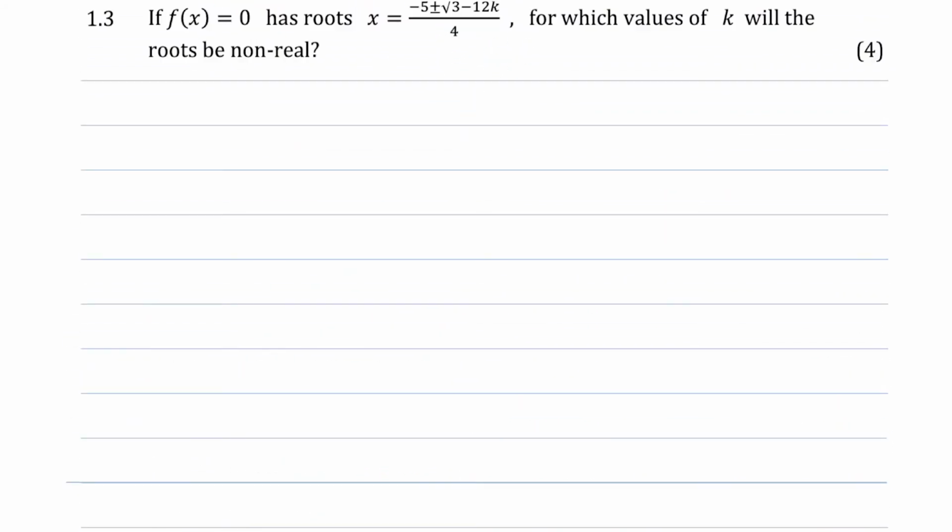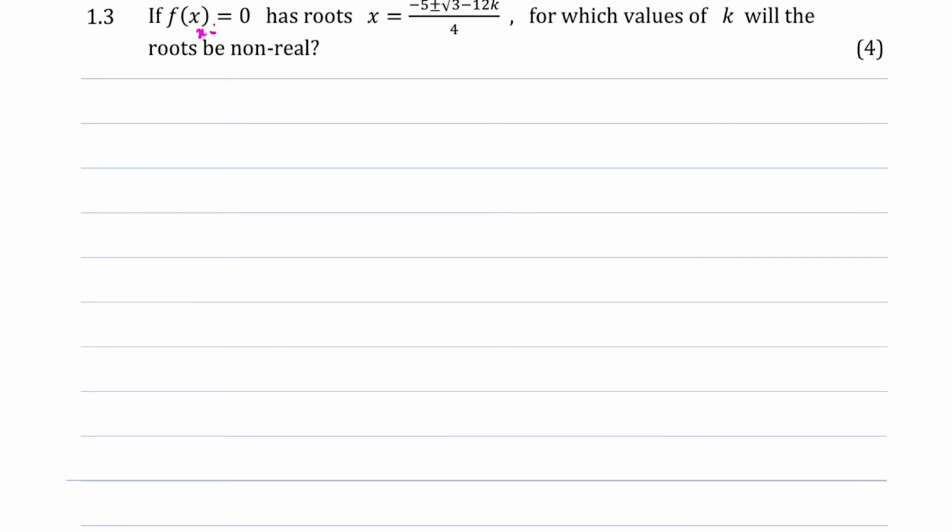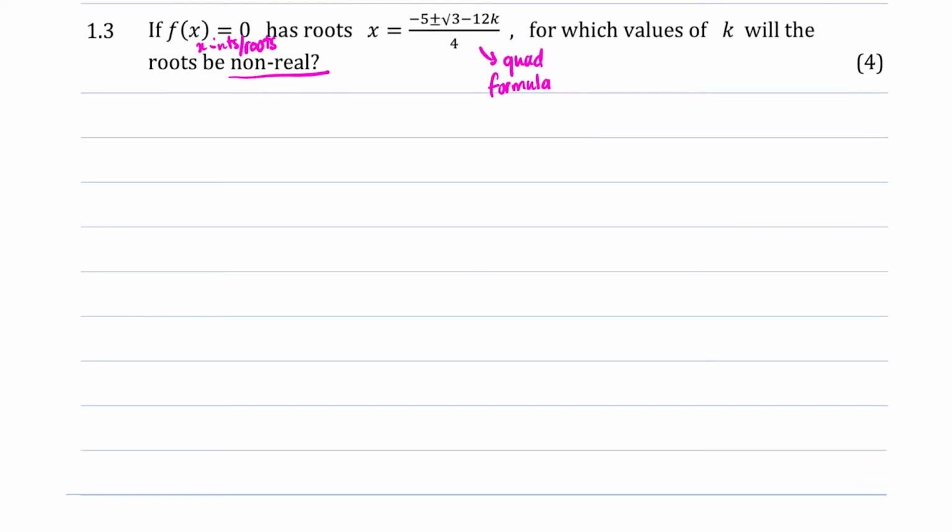Alright, when we analyze this question here, we said if a function is equal to 0, well, these here are my x-intercepts, which is also another way of talking about roots. And we said this expression looks just like my quadratic formula, which gives me my actual roots. But now we don't want to know what the roots are. They said here, I just want the type of roots. I want non-real roots. I want to look at the values of k. In other words, solving for k that gives these answers here as non-real roots.